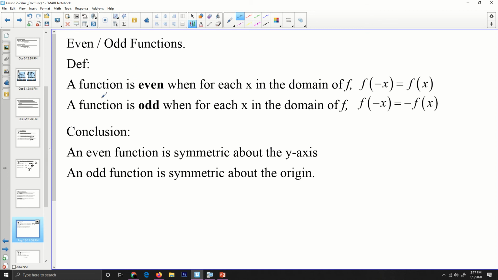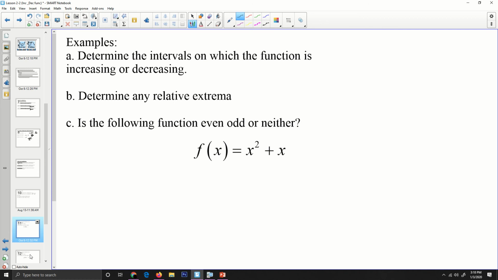Functions that are even or odd. A function is even if for each x in the domain of f, negative x yields the original f of x, and a function is odd when for each x in the domain of f, negative x yields negative f of x. So, in conclusion, an even function is symmetric about the y-axis and an odd function is symmetric about the origin. And we'll talk about the examples here very quickly.